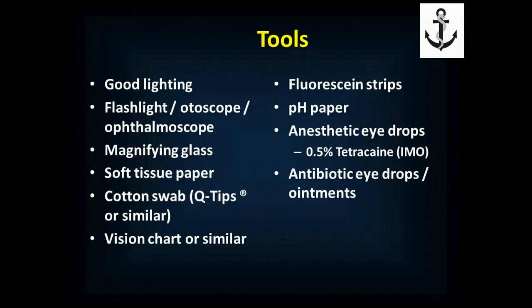You need soft tissue paper because you're going to make the patient tear up. Cotton swabs like Q-tips or something similar so that you can avert the eyelid and also for removing foreign bodies. A vision chart or something to test their visual acuity. Fluorescein strips, some pH paper, anesthetic eye drops, and the IMO has tetracaine 0.5% on their recommended medication list, and then some antibiotic eye drops and ointments. It's also nice to have artificial tears and a lubricating ointment as well, although you can kind of make do with antibiotic ointment if you have to.